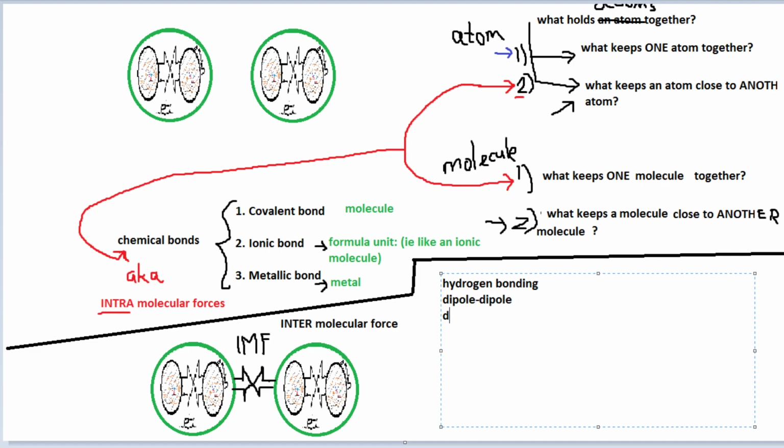And then you get dipole-induced dipole, and so on, down to the weakest ones down here, which are called London dispersion forces. How do you decide which one of these you're dealing with?